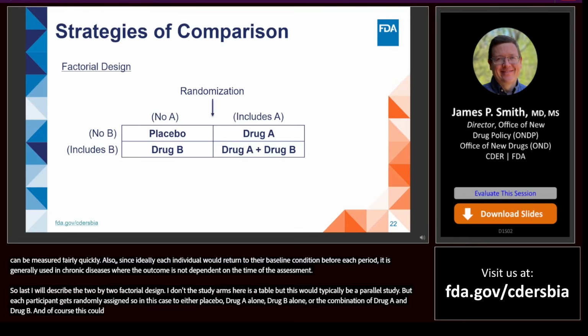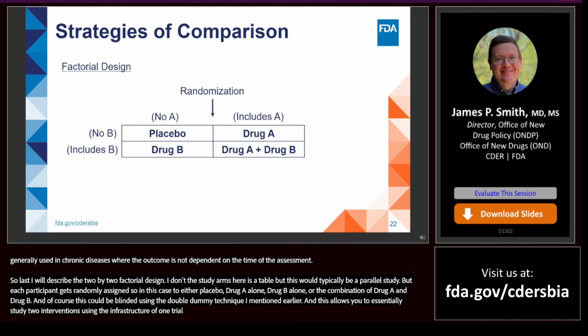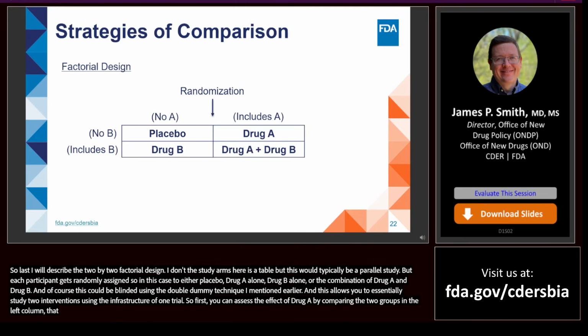So first, you can assess the effect of drug A by comparing the 2 groups in the left column, that is placebo and drug B, with the 2 groups that include drug A, that is drug A alone and drug A plus drug B. Similarly, you can assess the effect of drug B by comparing the top row, so placebo and drug A, so it does not include drug B, to the bottom row, which does include drug B.